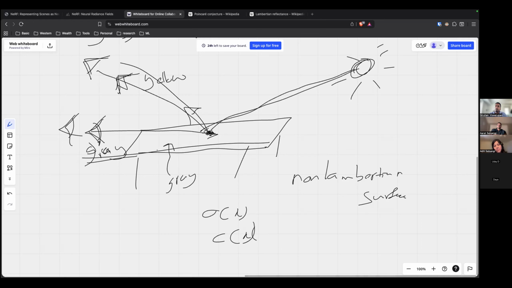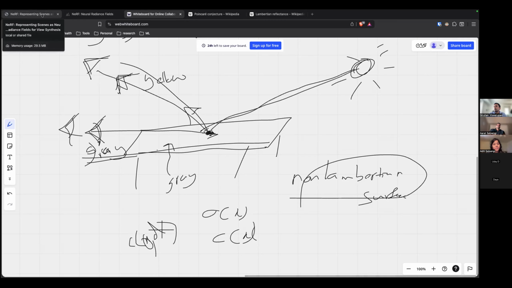So in order to capture that, if you define C as a function of both x and d, it can capture non-Lambertian surfaces as well as Lambertian surfaces. The neural network can learn to ignore viewing direction and just depend on x in certain regions. So you capture that complexity. Agree? Agreed. Okay.